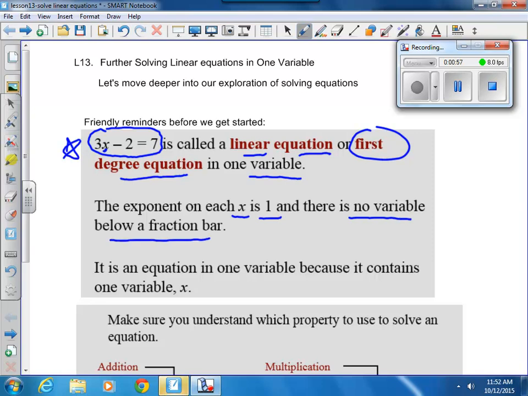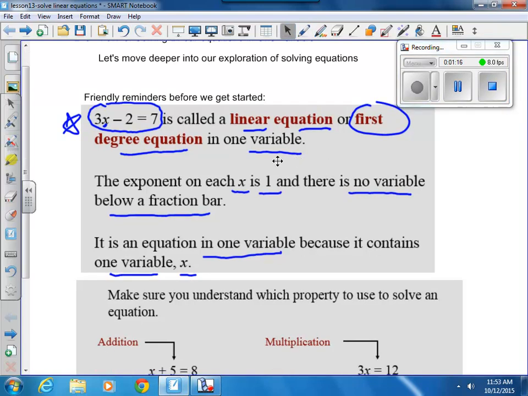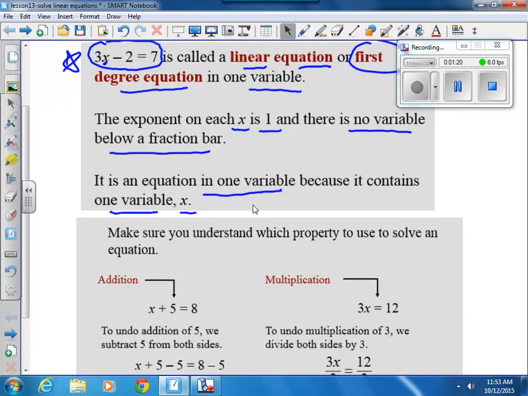so you don't see like a 1 over x or 2 over x. You don't see the x underneath the fraction bar. So it is an equation of one variable because it contains one variable x. So you're noticing you also don't see x's and y's. So getting used to the language, because there will come a time when we are looking at higher degree equations and bivariate equations, but that's down the pipeline.